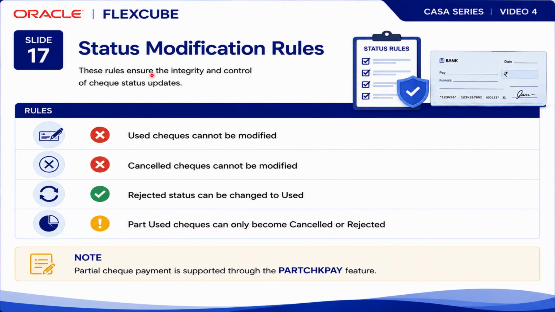Status modification rules. Oracle FLEXCUBE enforces strict business rules while updating check statuses. Used checks cannot be modified. Canceled checks also cannot be modified. Rejected checks can be updated to used whenever appropriate. Partially used checks can only be changed to canceled or rejected. Additionally, partial check payment is supported through the ParchPay feature when enabled.